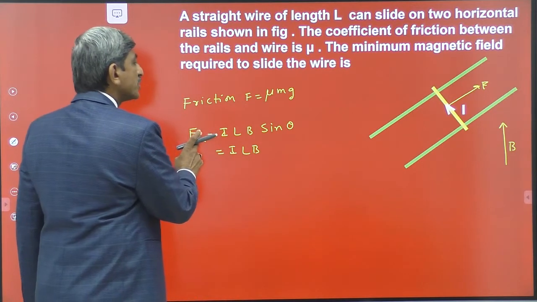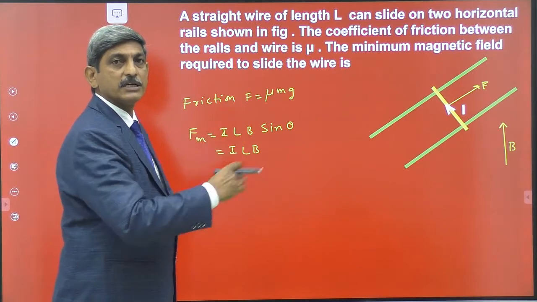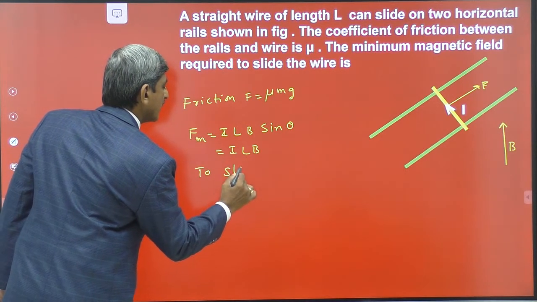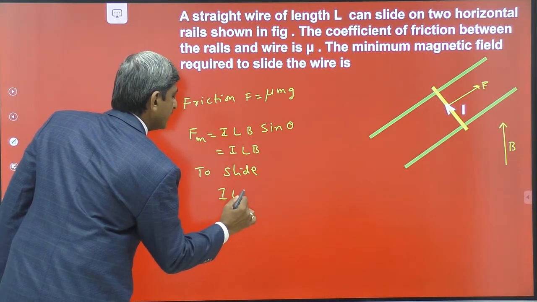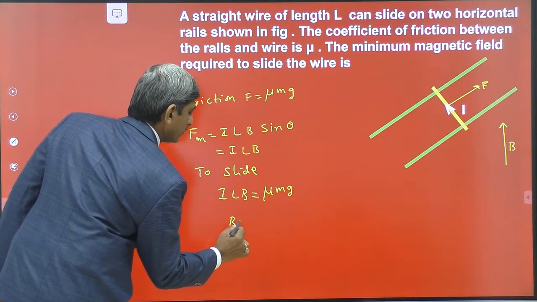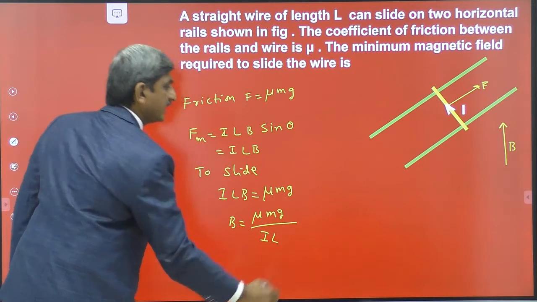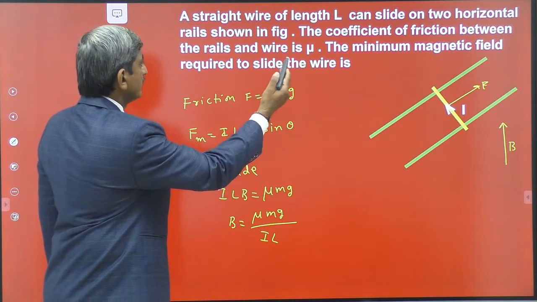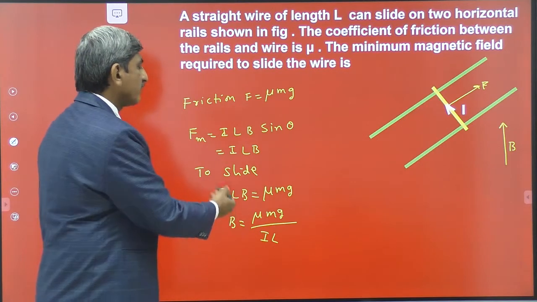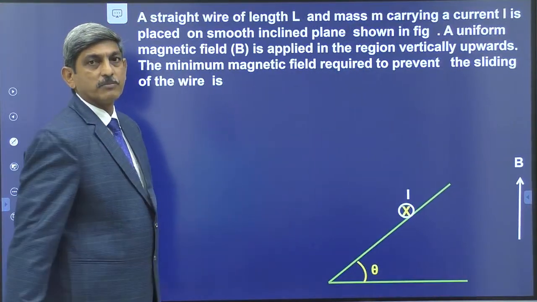Whenever the force due to the magnetic field is equal to the frictional force, then the opposition will be overcome and the wire can slide. So we can write it as, to slide, ILB is equal to mu mg. From this we can write B is equal to mu mg divided by IL. By knowing the values of the parameters of this equation, we can determine the strength of the magnetic field. Okay? Now come to the next and last problem.